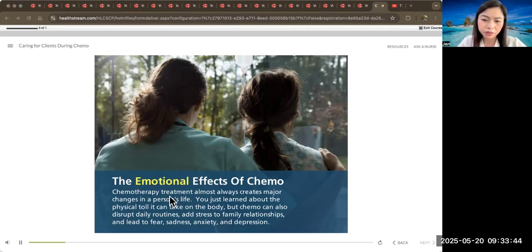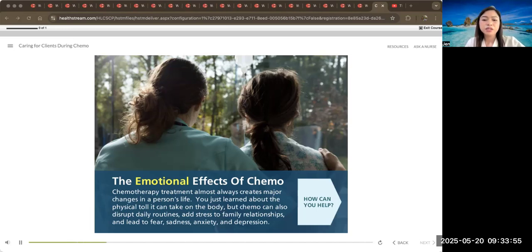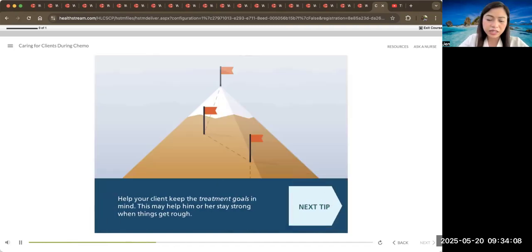Chemotherapy treatment almost always creates major changes in a person's life. You just learned about the physical toll it can take on the body, but chemo can also disrupt daily routines, add stress to family relationships, and lead to fear, sadness, anxiety, and depression. How can you help? Help your client keep the treatment goals in mind. This may help him or her stay strong when things get rough.